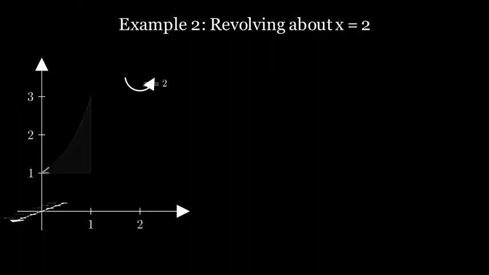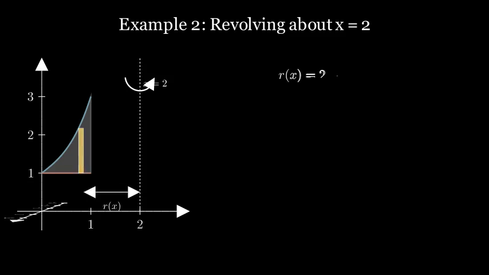Now let's find the volume of a region revolved around a shifted axis, the line x equals 2. We draw our vertical slice. The radius is now the distance from the slice to the axis of rotation, which is 2 minus x. The height of the shell is the top function minus the bottom boundary of y equals 1.